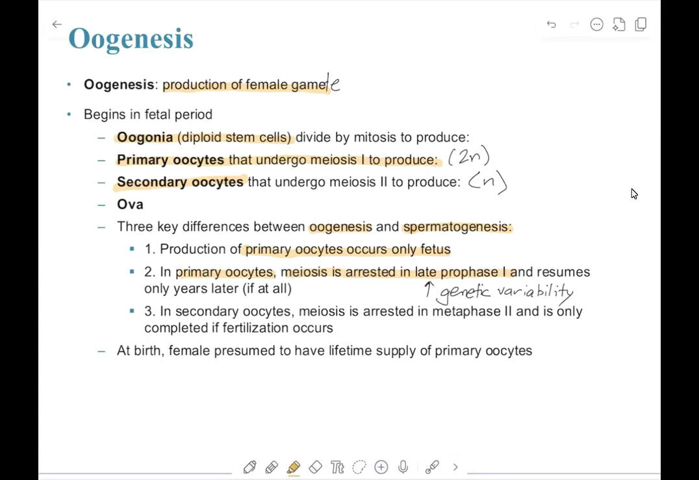In the secondary oocyte, which is haploid, the meiosis also is arrested. It pauses. That might be a better word than arrested, but it pauses at metaphase 2, and it only is completed if fertilization occurs. So if there's never fertilization that occurs, then that secondary oocyte ends up being lost in the menstrual blood for the next monthly period. So at birth, the female has her lifetime supply of primary oocytes.